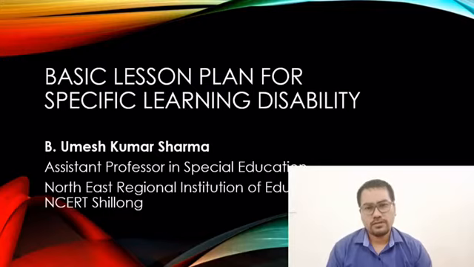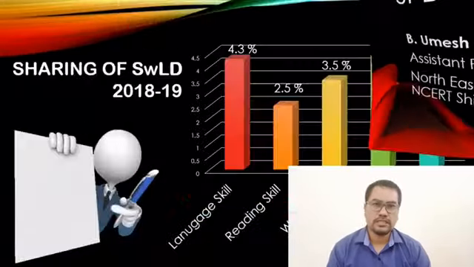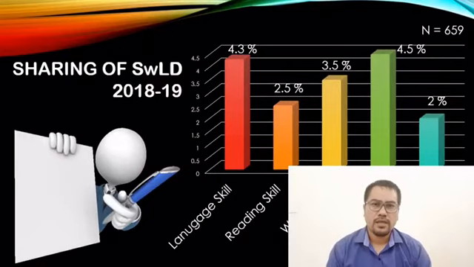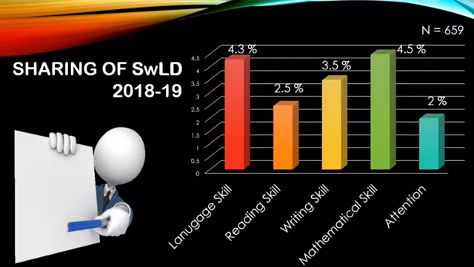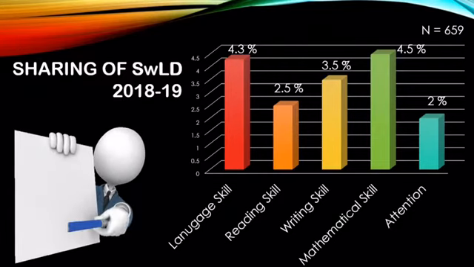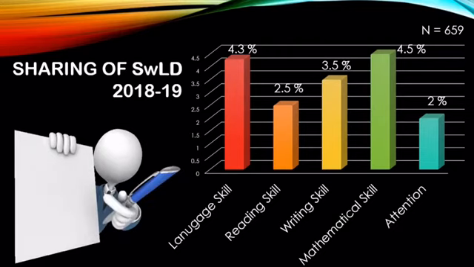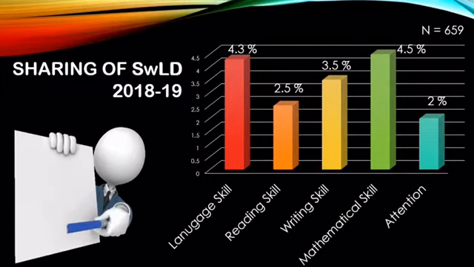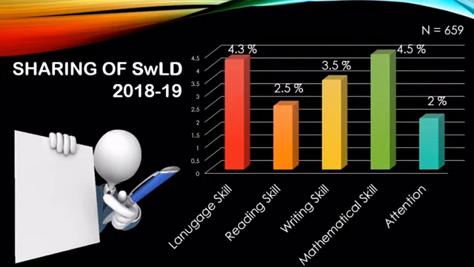As a background idea about the status of children with learning disabilities in Nagaland, I would prefer to share a chart which shows the status of children with learning disabilities in the state of Nagaland. This is the finding from our study conducted during 2018 and 19 on 659 students from 9 districts of Nagaland.